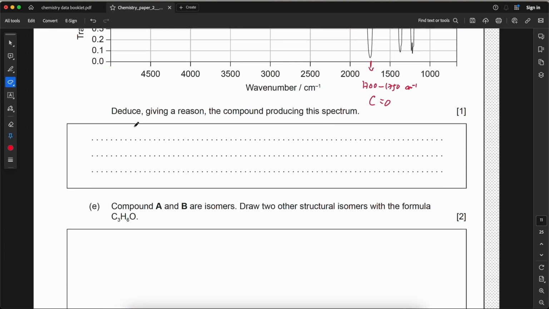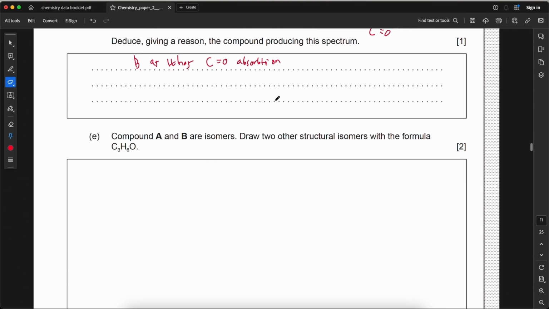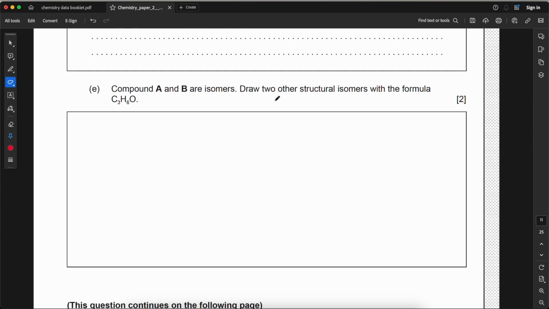So B, as it has a C double bond O absorption. Compound A and B are isomers. Draw 2 other structural isomers with the formula C3H6O. So 2 other structural isomers.